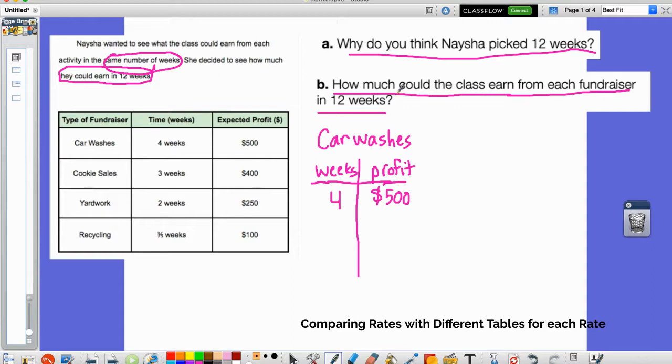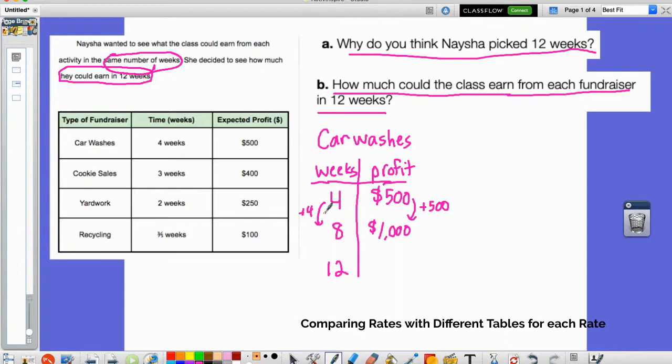And so now, how much could the class earn from car washes in 12 weeks? So the question is, how are we going to get to 12? How do we get from 4 to 12? Now, some people are going to use repeated addition. So you could just say, counting by 4s, you could add 4 and add 500. That's certainly one way to do it. Okay, and then you would get to 8 over here, and you would get to 1,000 over here.